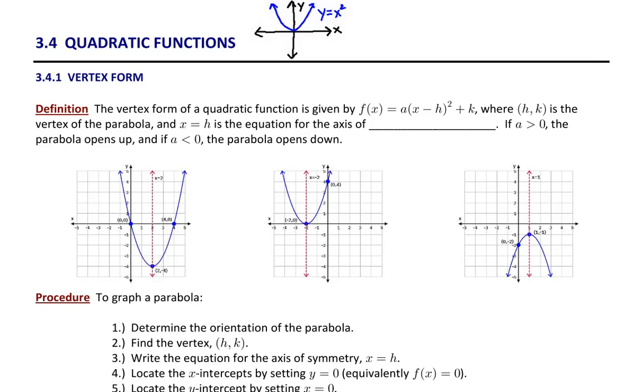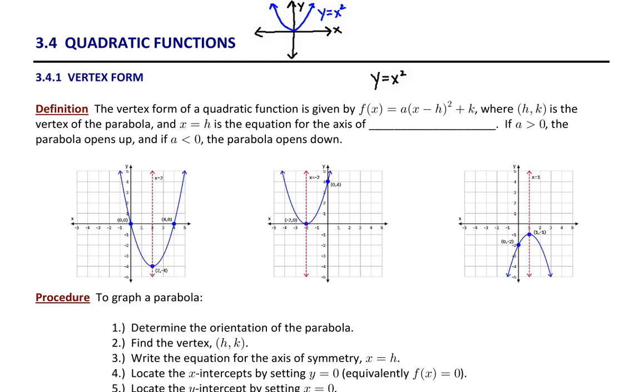Here's the definition. The vertex form of a quadratic function is given by f of x equals a times the quantity x minus h squared plus k, where the ordered pair (h, k) is the vertex of the parabola. So let's pause right there for just a minute. Remember, our parent function is y equals x squared.